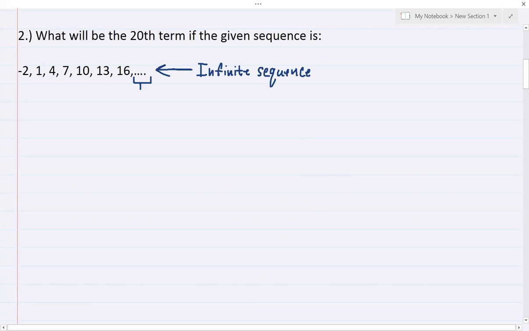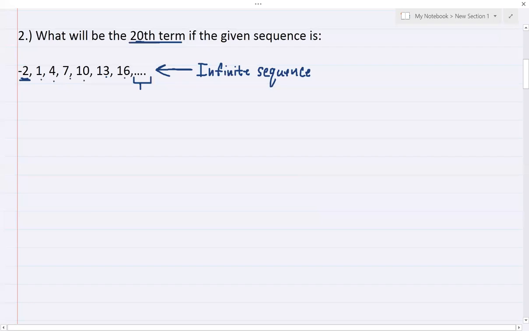Now, as you can see, we're asked to find the 20th term. But we have been given only 1, 2, 3, 4, 5, 6, and 7 terms. But we are asked to find the 20th term. So how can we find the 20th term? Again, observe the sequence. We have negative 2, 1, 4, 7.